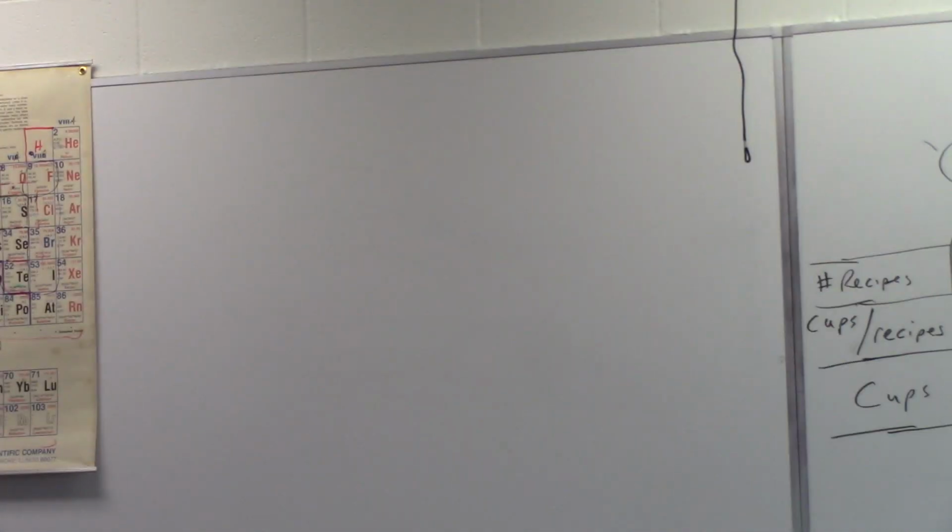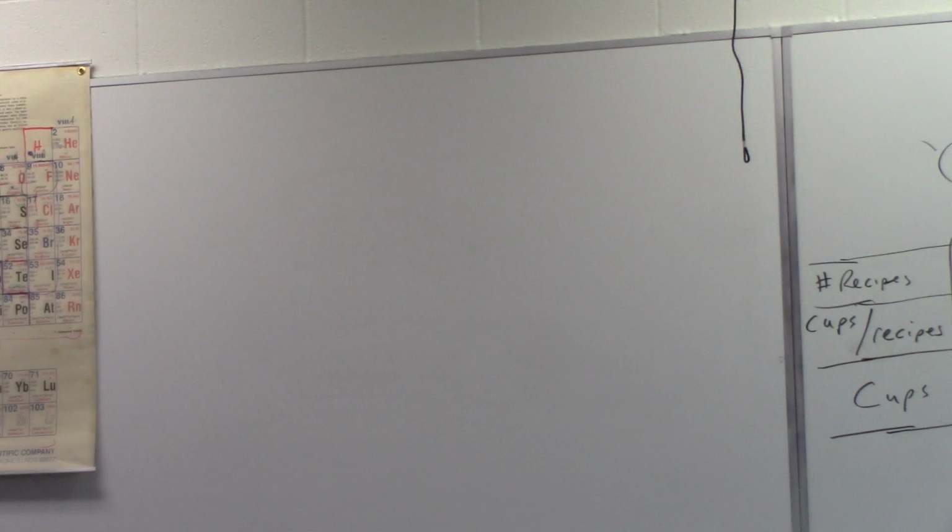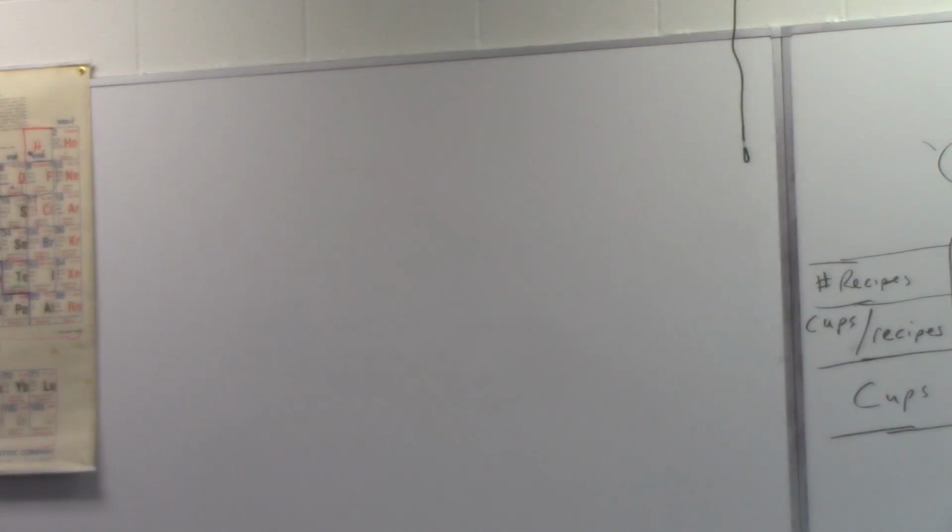So in the last video, I talked about how recipes work, and given a recipe, we can figure out how many cups of each ingredient we need, in a kind of table form. That hopefully makes sense. And it's not meant to just be plug and chug. It's supposed to be think about what you're doing, all right?